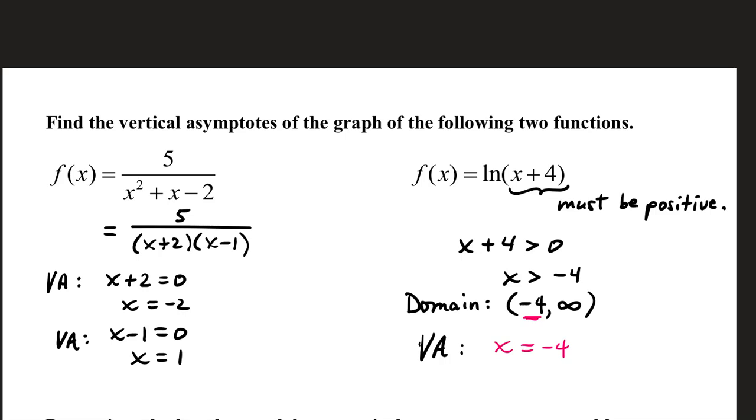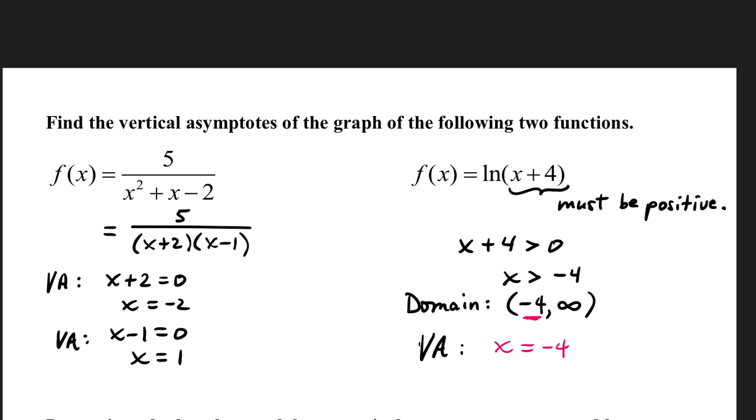Find the vertical asymptotes of the graph of the following two functions. Our function on the left is a rational function, 5 over x squared plus x minus 2. Factor the denominator: x plus 2, x minus 1. Neither factor can be canceled by a factor from the numerator.